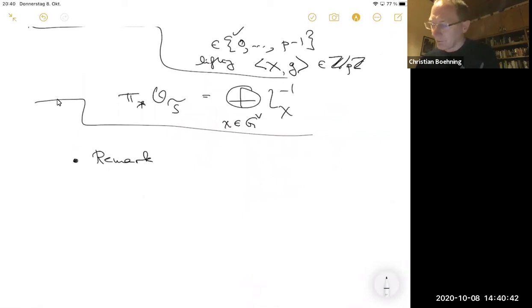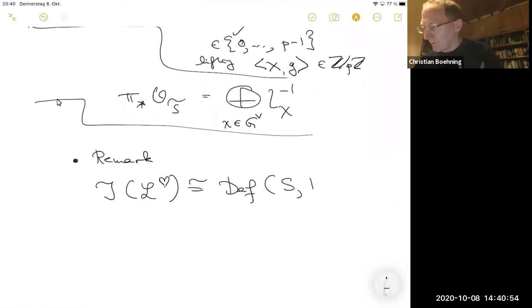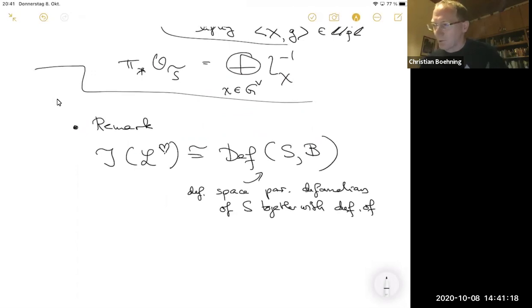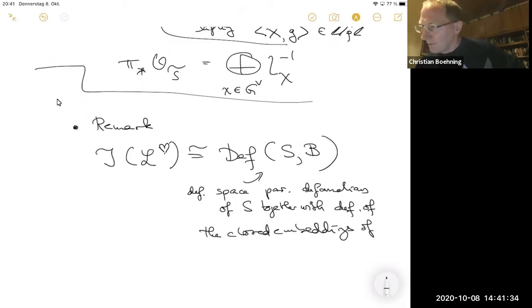two further things. So we remark first that this incidence scheme of the line arrangement is naturally isomorphic to, well, the deformations, let me say, of the pair, so the Kuranishi space, so the deformation space, parametrizing deformations of S, let me say, together with deformations of the closed embeddings of all irreducible components of B, which are smooth, just smooth rational curves.